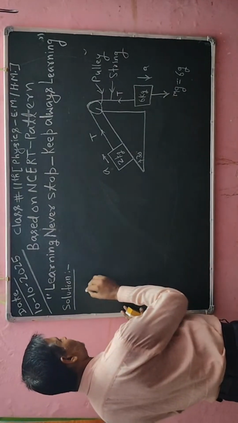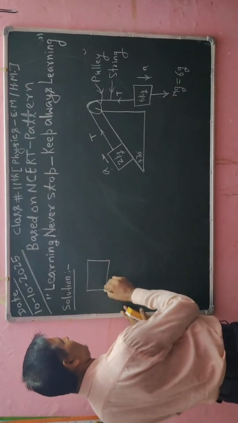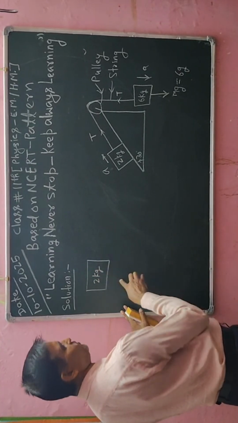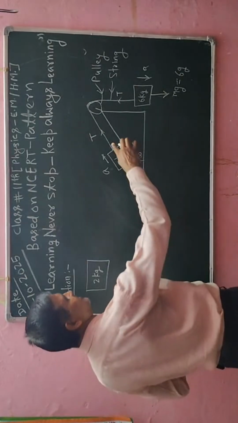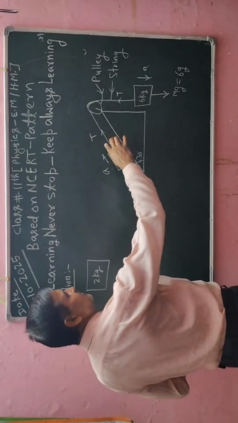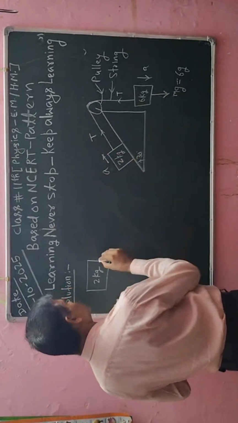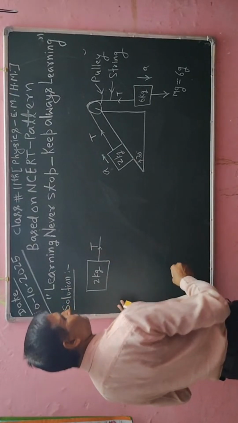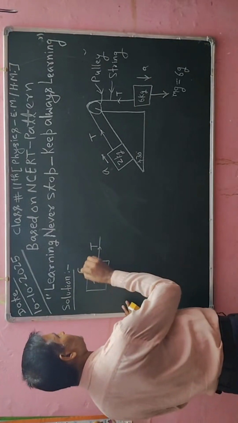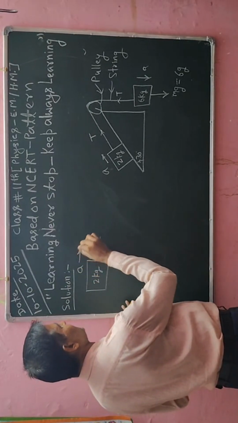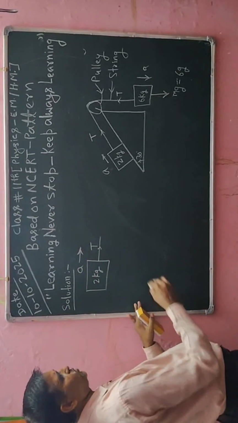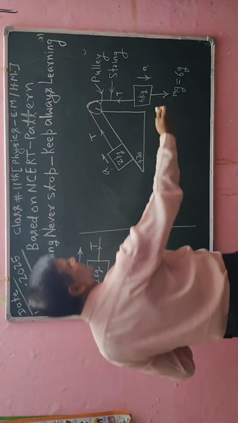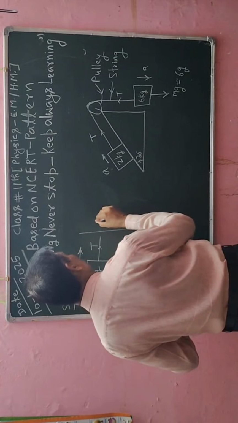One object which has mass 2 kg, so I will draw like this. The direction of this string is outward, so I will put it here outward. So this is the tension force. Now this object has acceleration a, so here I will also use the concept of Newton's second law of motion. Now this diagram I am going to draw here.